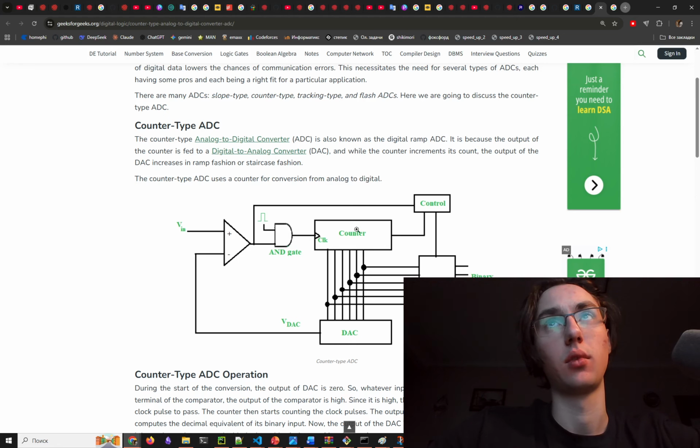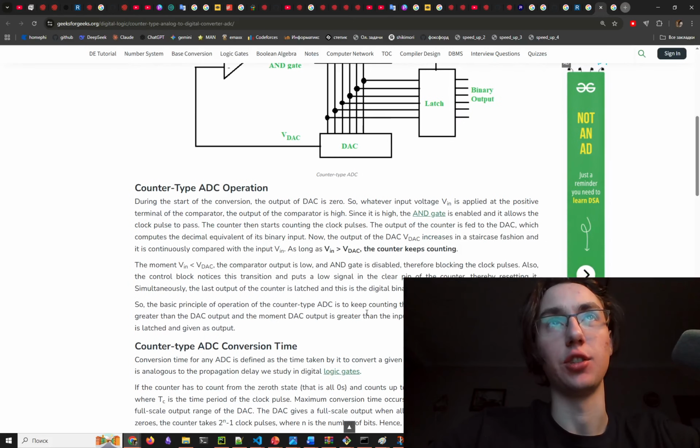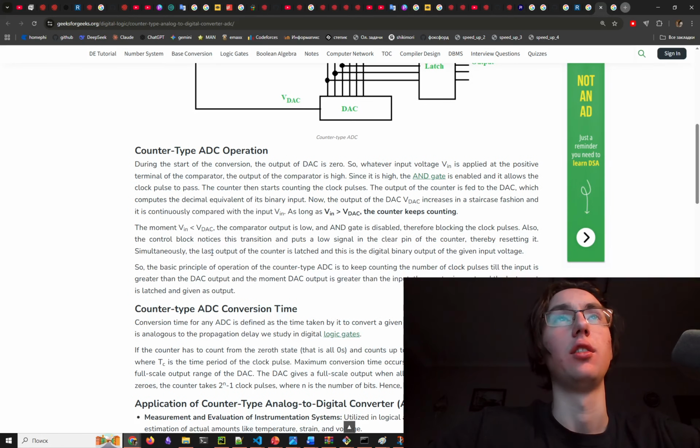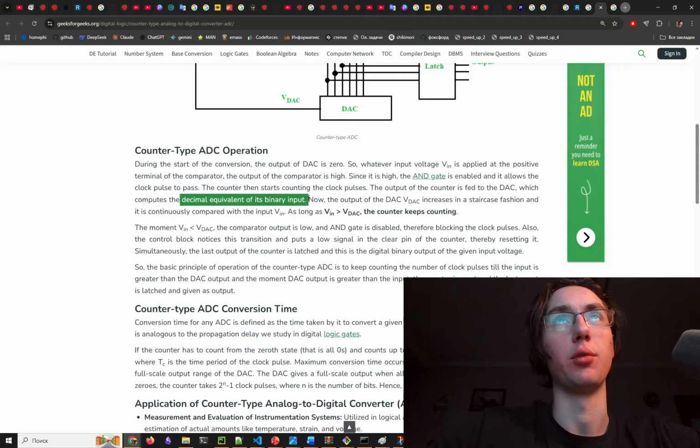Okay. Then we save this value to a latch. It can be, I don't know, some register, something like that. Then it goes to the DAC. Then the DAC, I guess, just adds up the needed voltage. Yep. Then it starts counting the clock pulses. The output of the counter is fed to the DAC, which computes the decimal equivalent of its binary input.